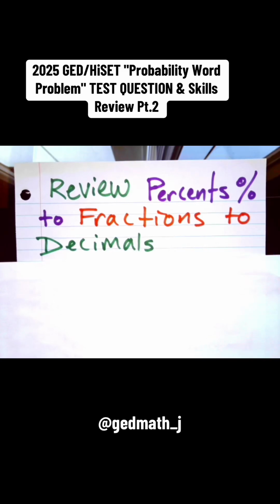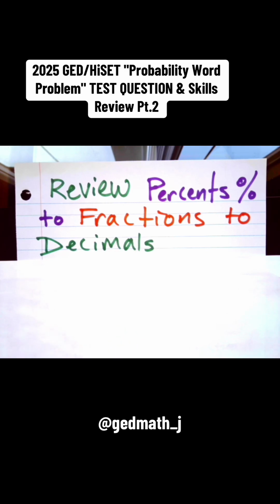Alright, welcome back to video number 2 in reviewing a probability test question that you might see on the math portion of the GED or HiSET exam. We are reviewing probability word problems, and in order to do that, we're reviewing certain skills. In the prior video, part 1, we reviewed converting a fraction to a decimal to a percent. And in this video, I'd like to review converting percents to fractions to decimals.